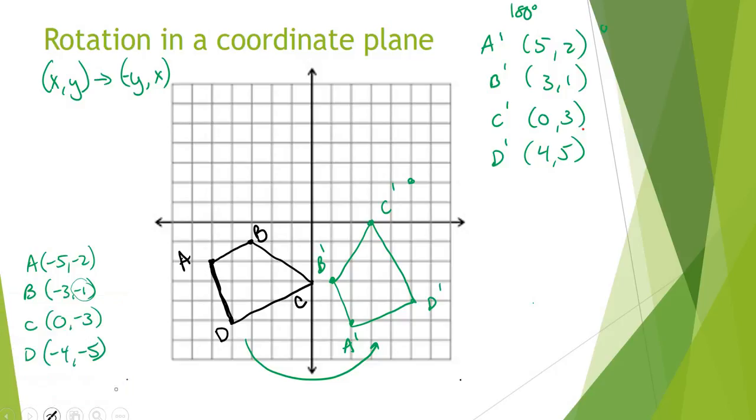So 5, 2, let me use a different color here. Okay. So this is my new A prime for 180 degrees. B prime is 3, 1. C prime is 0, 3. And my new D prime is 4, 5. And again, if we connect these, we should see that the shape has not changed, but it now has continued to rotate. Okay?